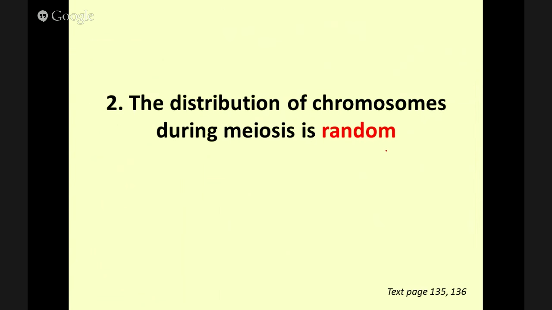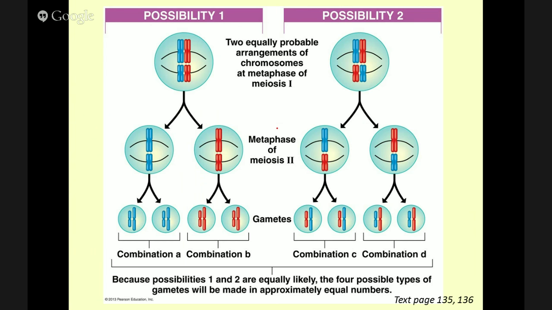Now, another thing that's going to contribute to the increased genetic variety is that the distribution of chromosomes during meiosis is random. So it's completely random how chromosomes are going to line up for meiosis. So here in this picture, you can see that both the blue ones are on the left side, right? And both the red ones are on the right side. So here we've got red on the right, blue on the left, blue on the left. But it doesn't have to line up like this.